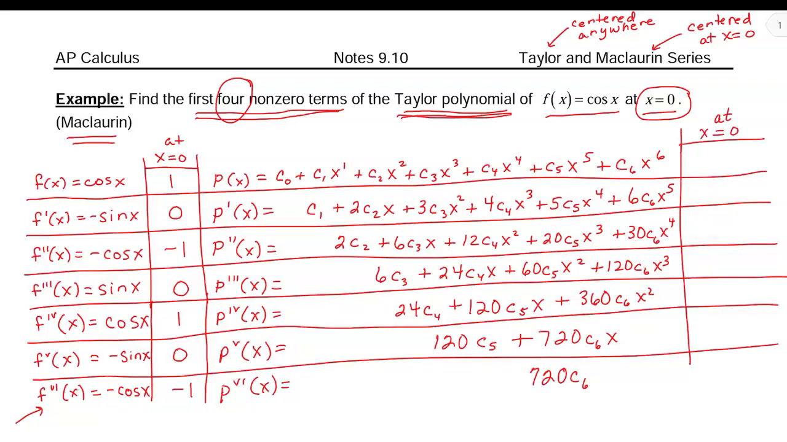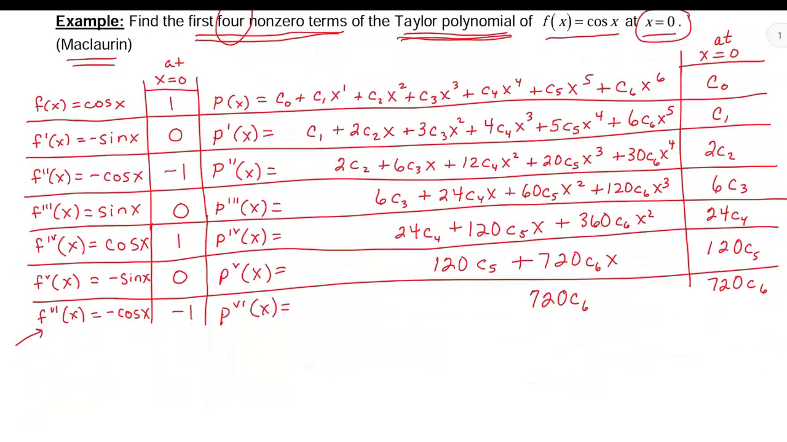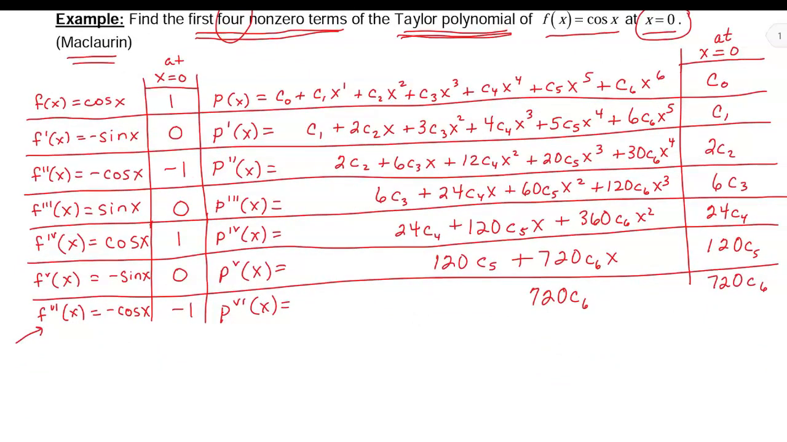And that's not such a bad thing, because when you substitute 0 in for x in the first line, all you get is c sub 0. In the next line, you get c sub 1, and then 2c sub 2, 6c sub 3, 24c sub 4, 120c sub 5, and 720c sub 6. What I'm going to do is set these derivative values equal to each other.